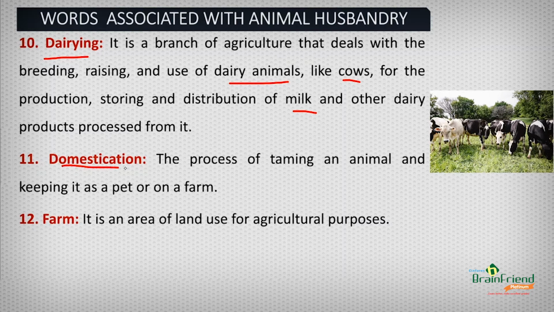Next, we have domestication. This is a process of taming an animal and keeping it as a pet or on a farm. Moving on, we have the word farm. A farm is an area of land used for agricultural purposes.